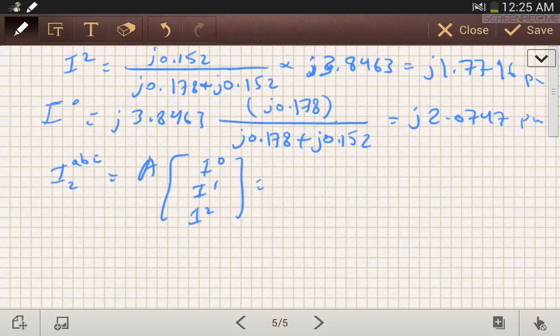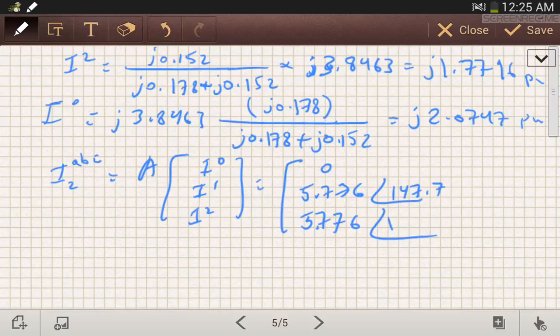Now IABC at bus number 2 is going to be A times I0, I1, I2. So I will get something like 0, 5.776 angle 147.7, and here it's 5.776 angle 32.6 degrees. So it's lines B and C which came in contact with the ground. So this is the fault at bus number 2.